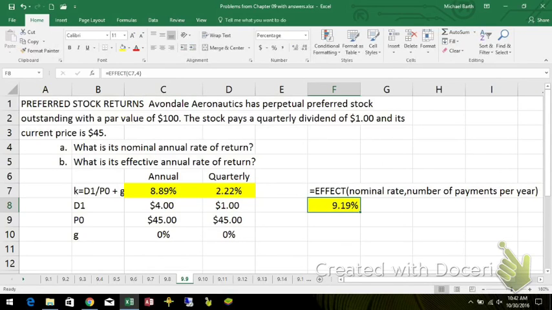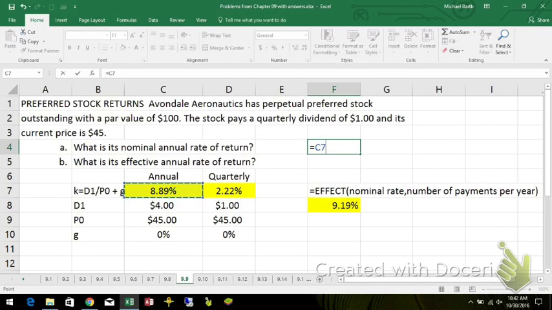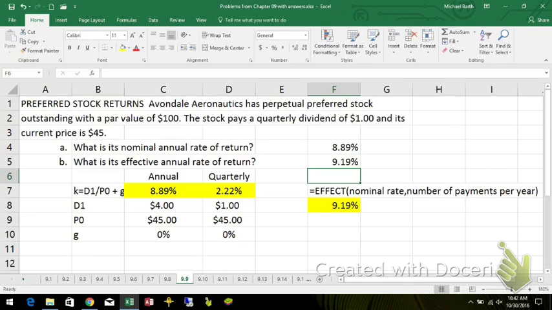So the answer to part A is 8.89%. The answer to part B, the effective rate, is 9.19%.